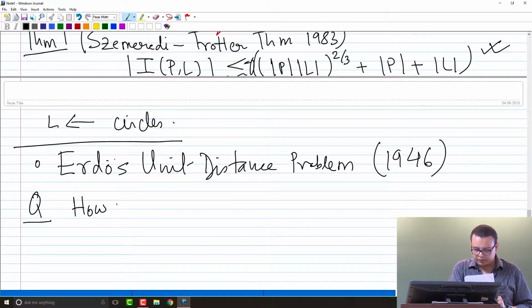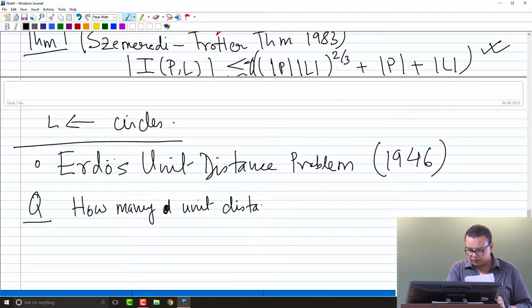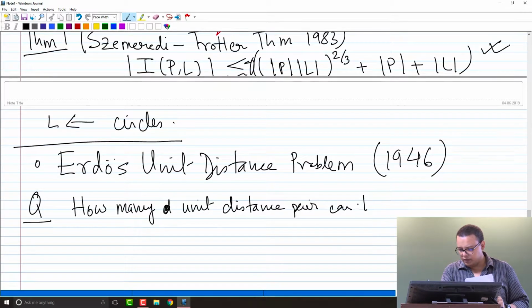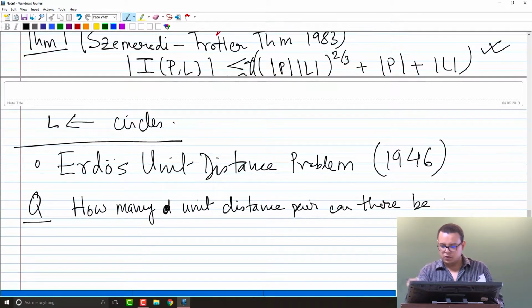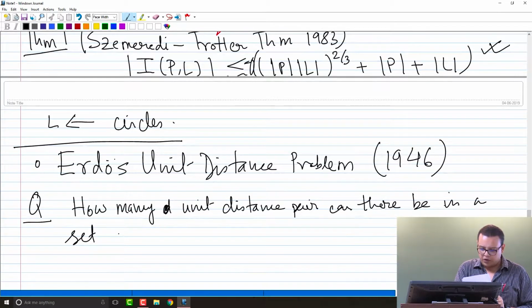How many unit distance pairs can there be in a set of n points in R2?